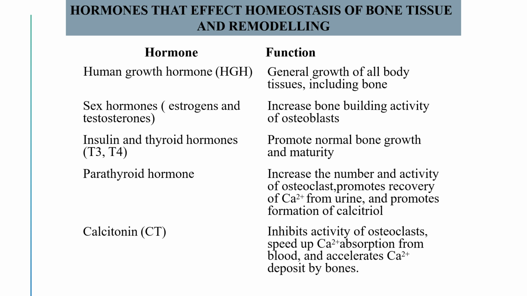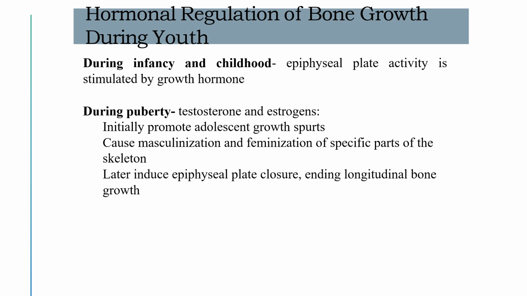And the hormones that affect homeostasis of bone tissue and remodeling. Human growth hormone: its function is general growth of all body tissues including bone. Sex hormones increase bone building activity of osteoblasts. Insulin and thyroid hormones promote normal bone growth and maturity. Parathyroid hormone increases the number and activity of osteoclasts, promotes recovery of calcium from urine and promotes formation of calcitriol. Calcitonin inhibits the activity of osteoclasts, speeds up calcium absorption from blood and accelerates calcium deposition by bones.